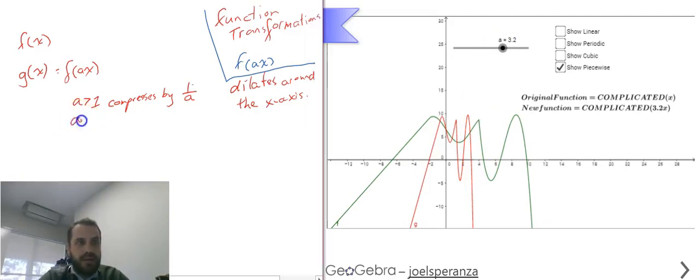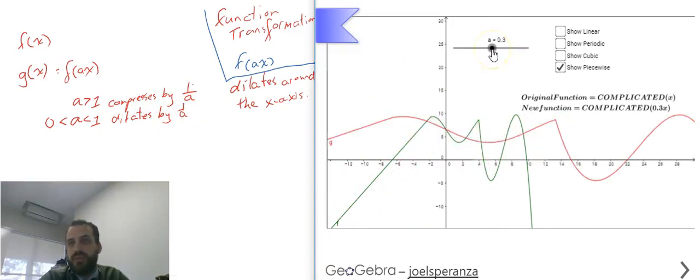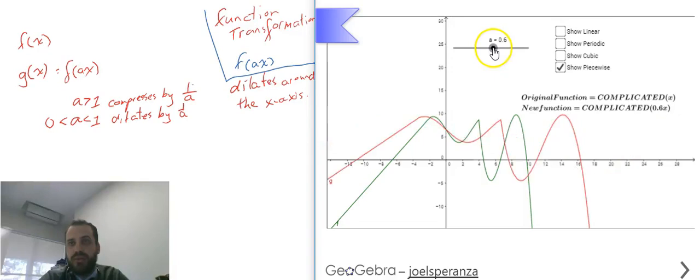Similarly, if a is between 0 and 1, then it dilates, but it still dilates by 1 on a. And what I mean by that is if a is 0.3, then my original peak here at 4, if I want to know where that original peak has shifted to, all I need to do is take the number 4 and multiply it by 1 on 0.3, which is about 12 point something, or 13, and my peak's about there. If I wanted to go a equals 0.6, then 1 over 0.6, if I multiply it by that, I'll get this new value here.